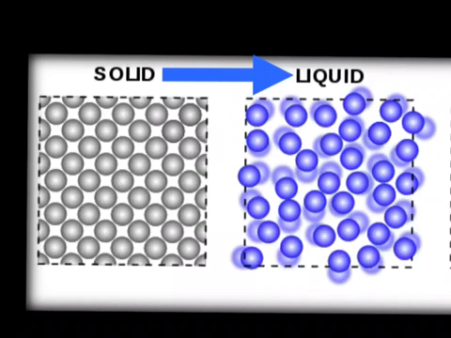In solids, the intermolecular distance, which means the distance between the molecules, is very small, so the amount of intermolecular movement is also very small.